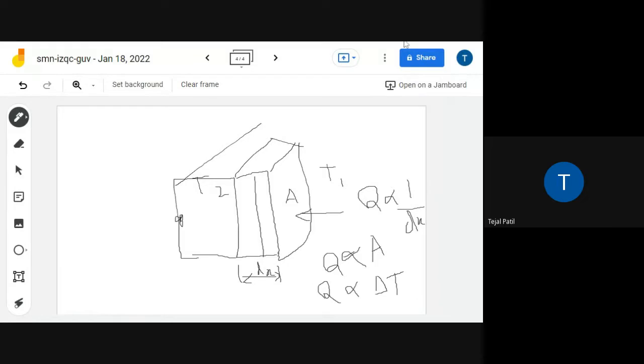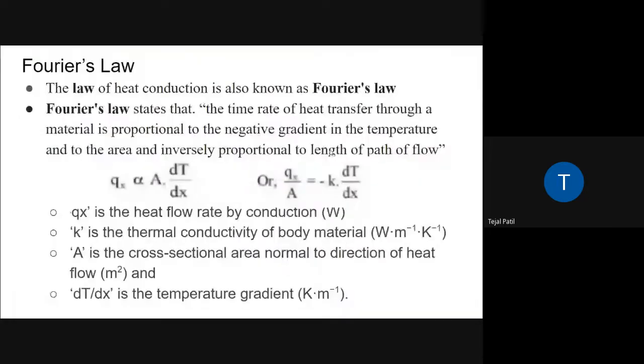But in the same law you will also find that it says negative gradient. Now what is meant by negative gradient? We know very well that heat always transfers from a hot body to a cold body. That is the second law of thermodynamics: it is impossible to transfer heat from a colder body to a hotter body. That means heat will always transfer from the hotter body to the colder body, unless you supply certain external work, and only then can you do the reverse.